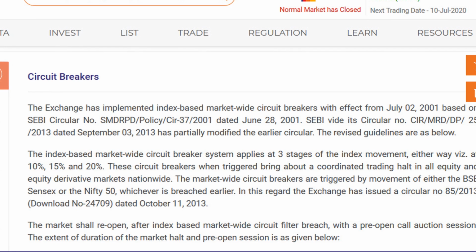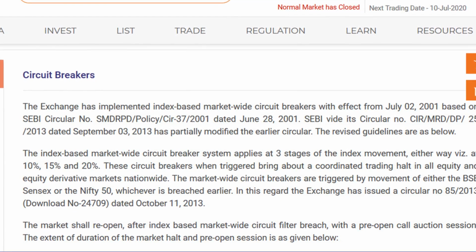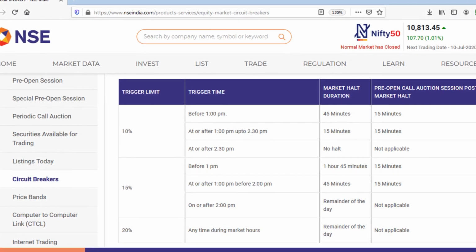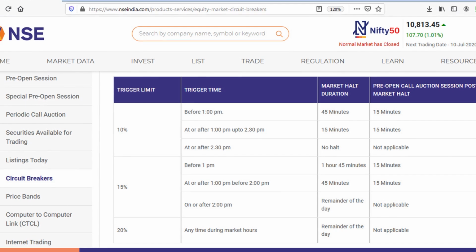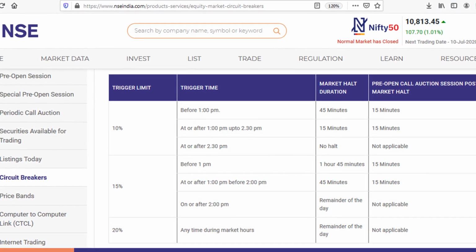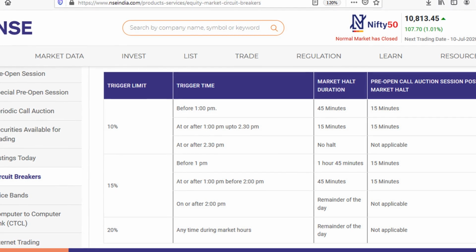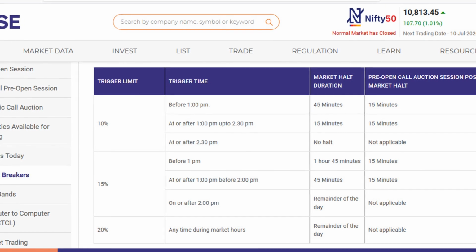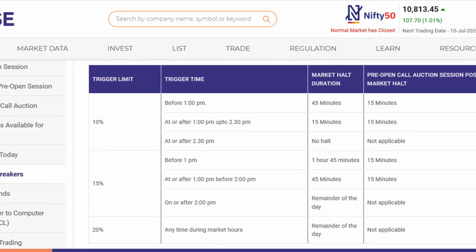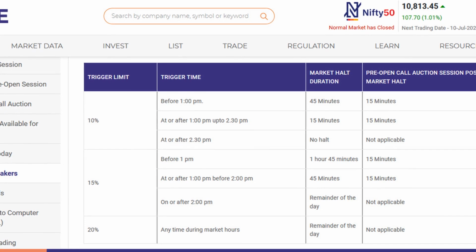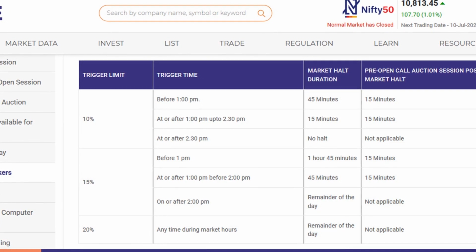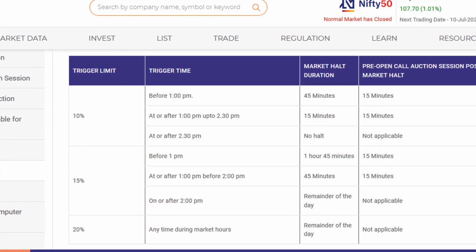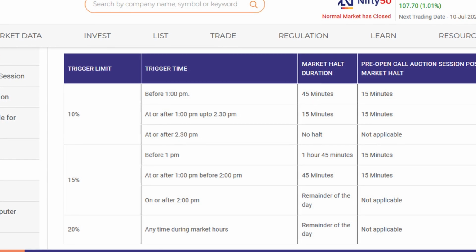The market shall reopen after circuit filter breach with pre-open call auction session. The trigger limit, extent of duration of the market halt and pre-open session is as shown on the screen. Whenever the market halts, then it shall reopen with a 15-minute pre-open session unless it halts for the entire day. If a 10% movement occurs before 1 pm, then the market halts for 45 minutes. If the movement occurs between 1 pm and 2:30 pm, then the market halts for 15 minutes. If the movement occurs after 2:30 pm, then there will be no halt.